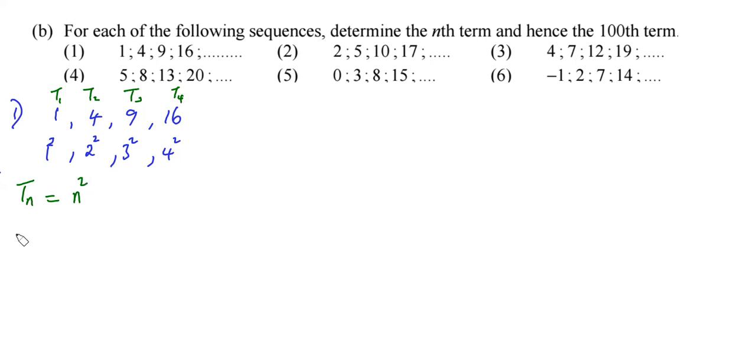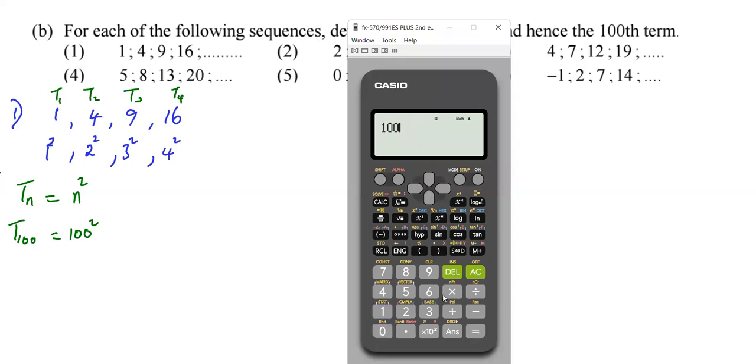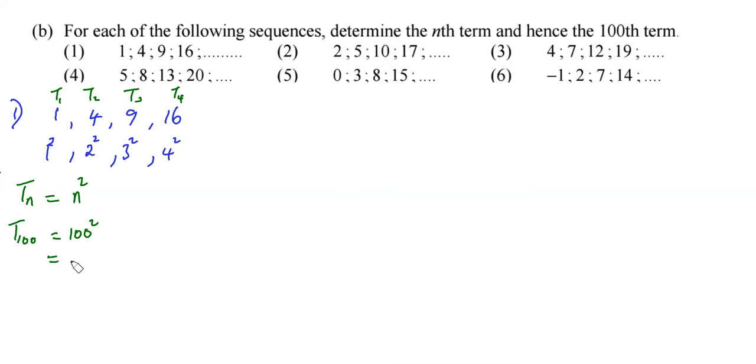So if you want to get the 100th term, you're going to say T100 is going to be equal to 100 squared. Then 100 squared is what? 100 times 100, which is 10,000. Okay, so if you want any T20, T40, it's just going to be 40 squared. Okay, let's look at another one that we can have.